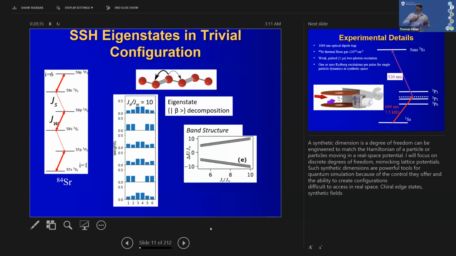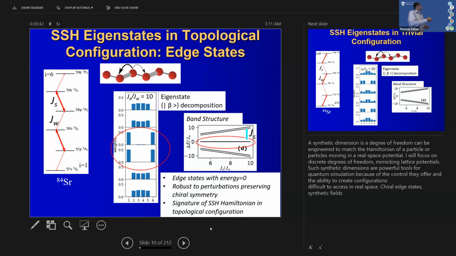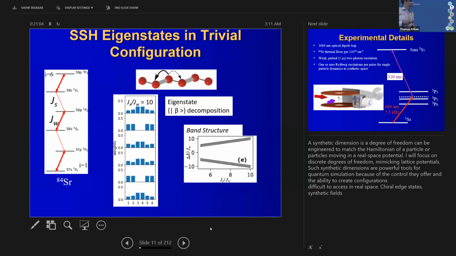So these are the signatures we're going to look for in the band structure, but also in the dynamics. When we're in this topological state, we expect that if we create population in these edge states, it should stay in the edge states. If we create population initially in the bulk states, we expect it to rattle around in the bulk. So we'd like to see if we can see that dynamics as well. And if we can see all these signatures, then it's showing us that this synthetic dimension is a good platform, that we can realize all these different states with high fidelity.